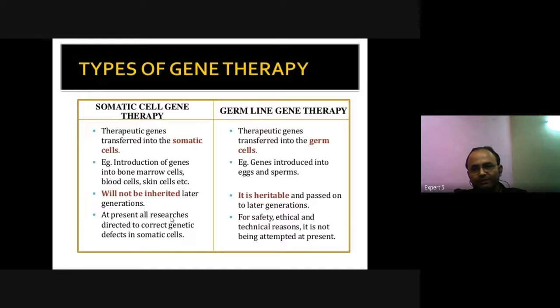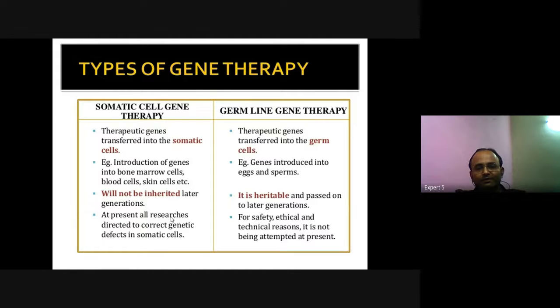There are two types of gene therapy. The first one is somatic cell line gene therapy, and the second one is germ cell line gene therapy. Somatic cell gene therapy means therapeutic genes are transferred into the somatic cells. And if the therapeutic genes are transferred into the germ cells, then it is germ cell gene therapy.